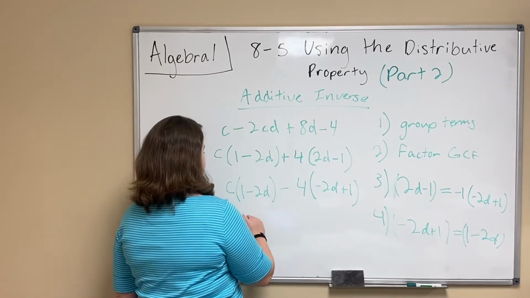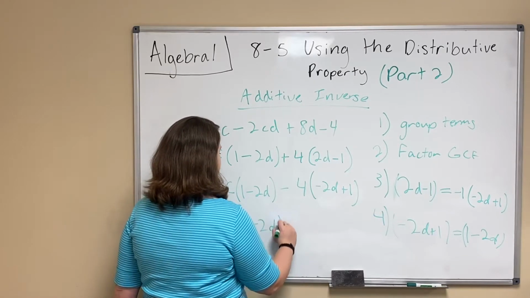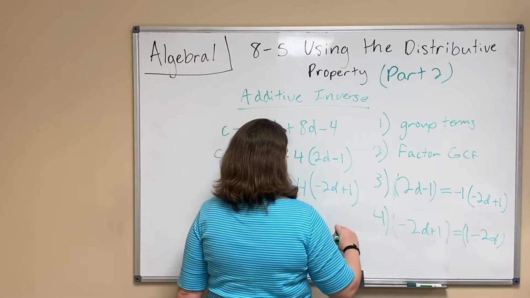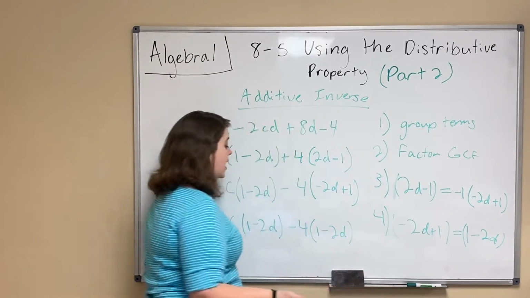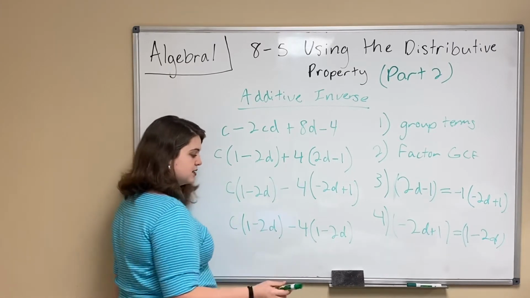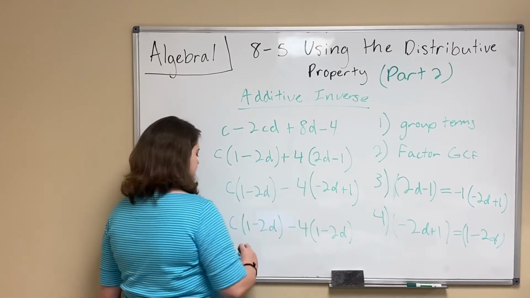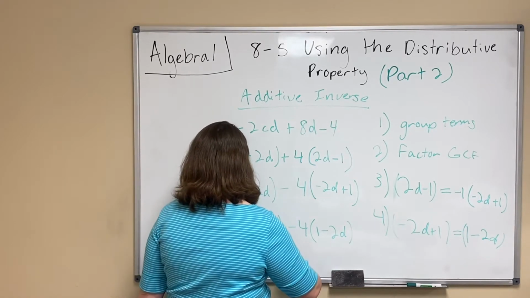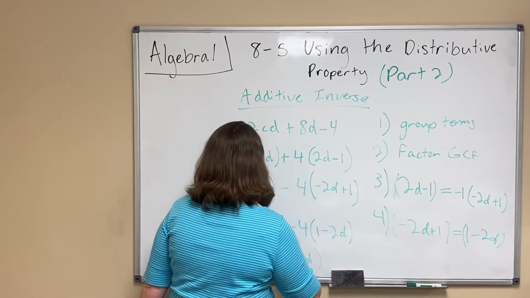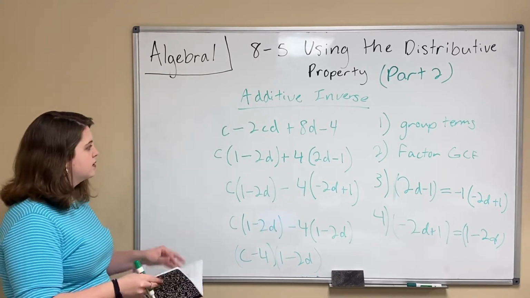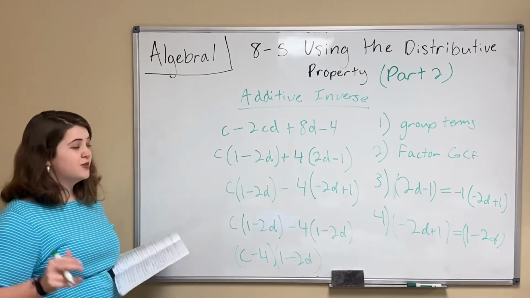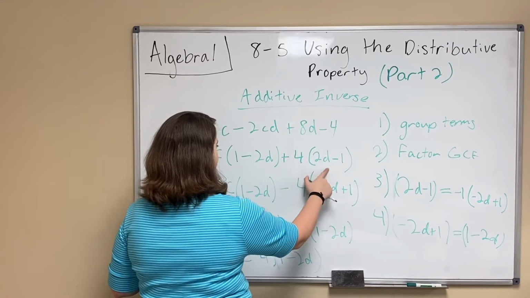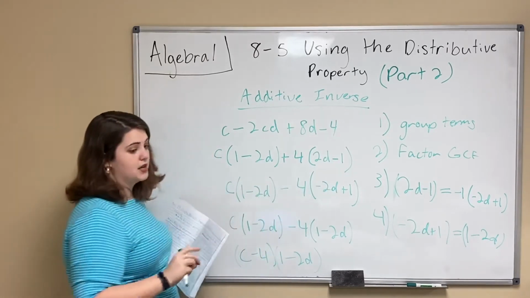So I'm going to get c times 1 minus 2d minus 4 times 1 minus 2d. Now, what's inside the parentheses matches, so now I can combine the outsides. C minus 4, just like we have been this whole time, times 1 minus 2d. So there's a couple extra steps, but all we have to do is use what we already know to rewrite what's in these parentheses to make it match.